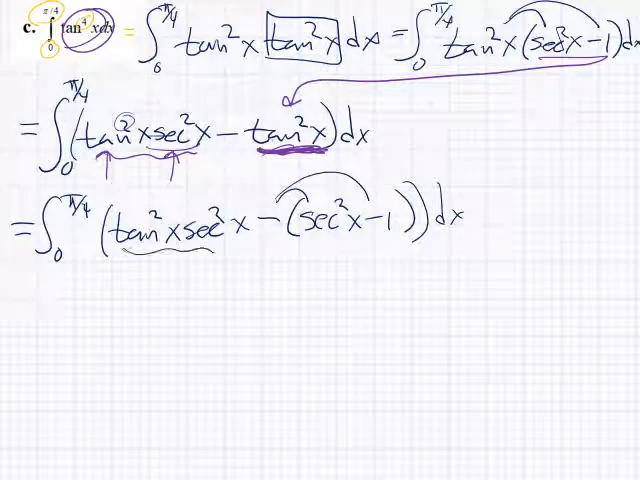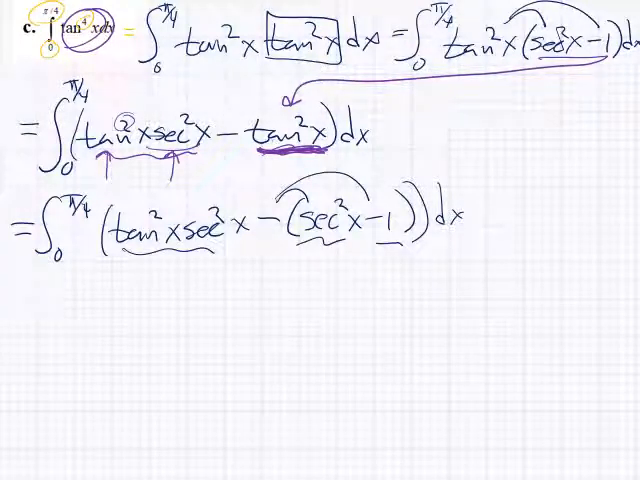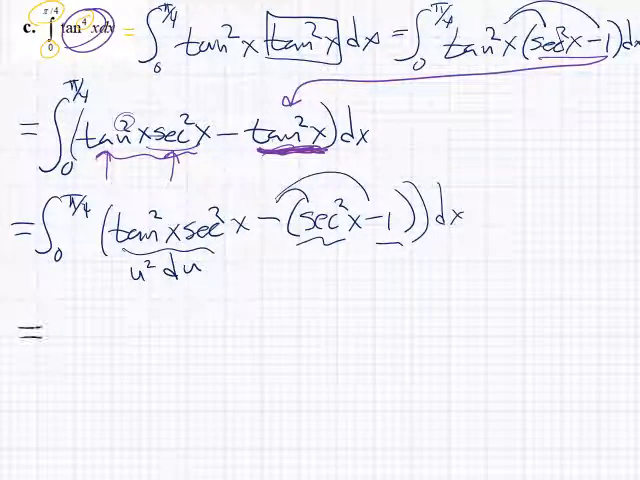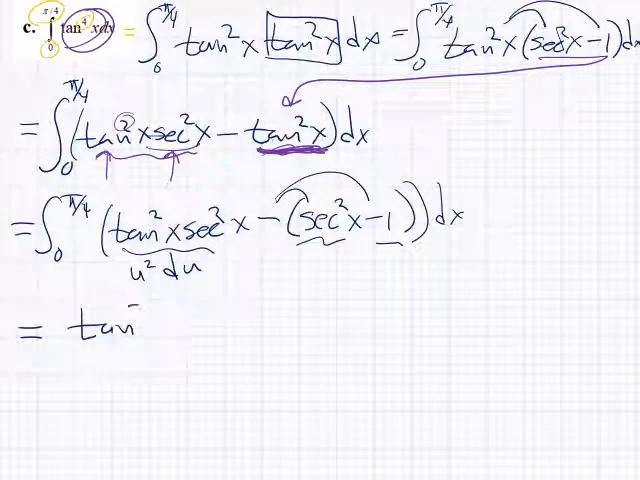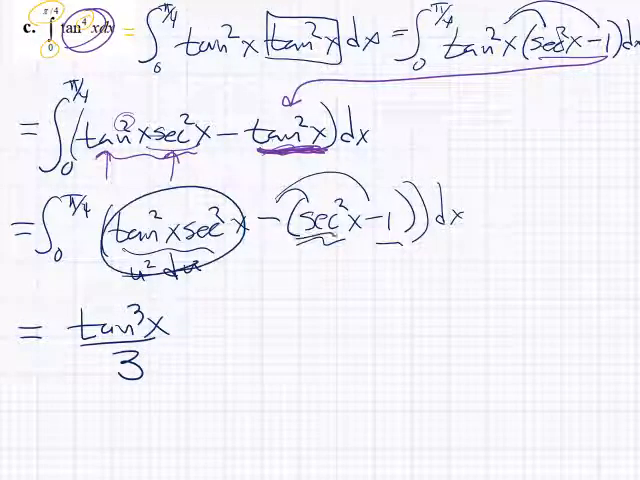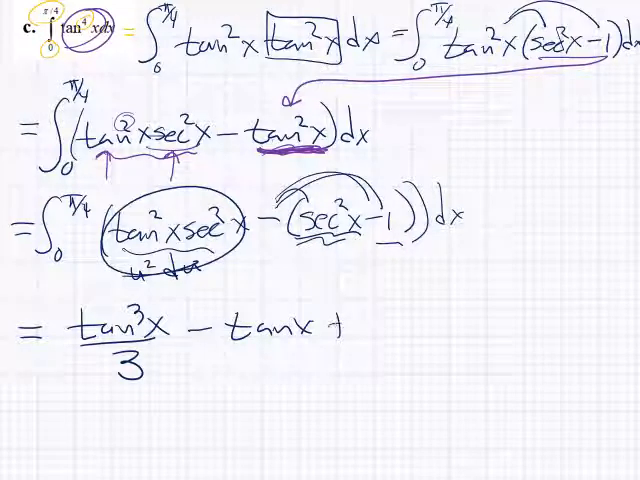I can integrate each one of these separately. This one, again, is going to be u squared du. So I'll end up with u to the third, so tan to the third x over 3 from this integral. This is the integral of secant squared, which is tangent. And this is the integral of positive 1, which is just x, between 0 and pi fourths.